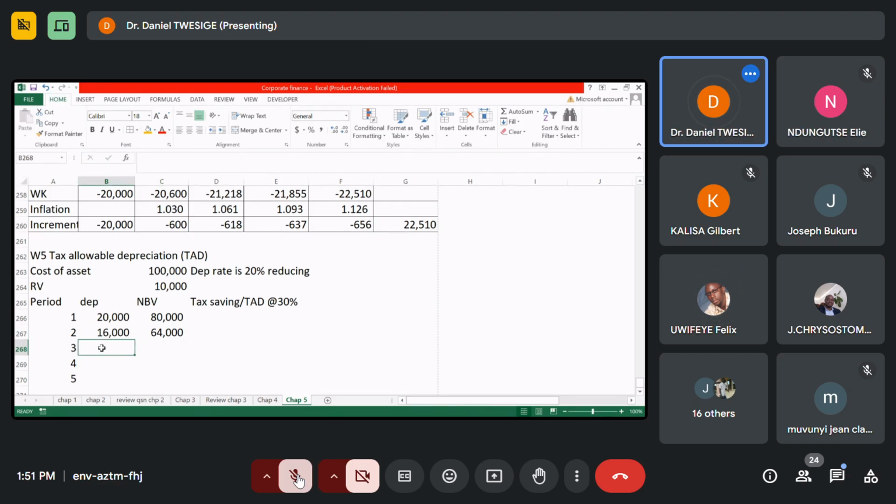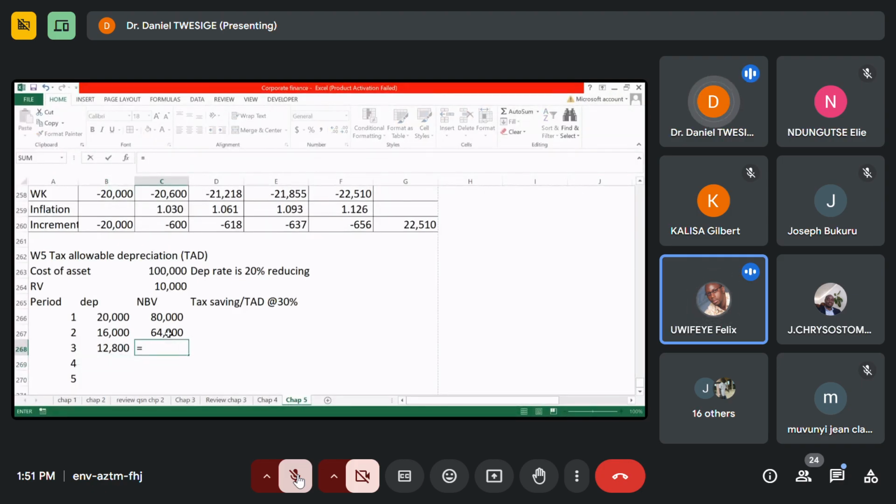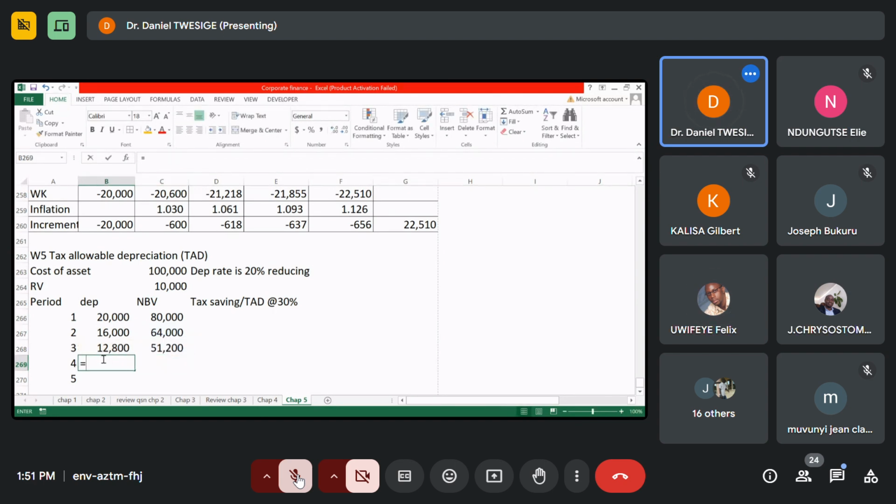Third year, I'm calculating the depreciation on the net book value again. So it will be this minus this. Fourth year, 20% times this. So I will have this minus this.